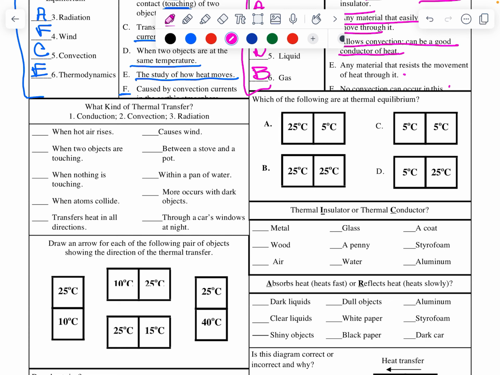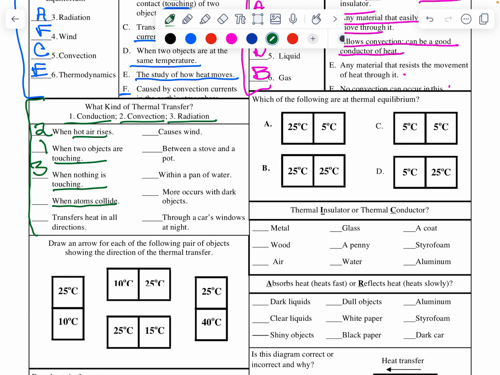Next, let's do our what kind. We're going to label 1 for conduction, 2 for convection, and 3 for radiation. Hot air rises. Well, when we have hot air rising, that is convection. The kind of heat transfer when two objects are in contact or touching, that was conduction. When nothing is touching but we still have a thermal transfer, that is radiation.